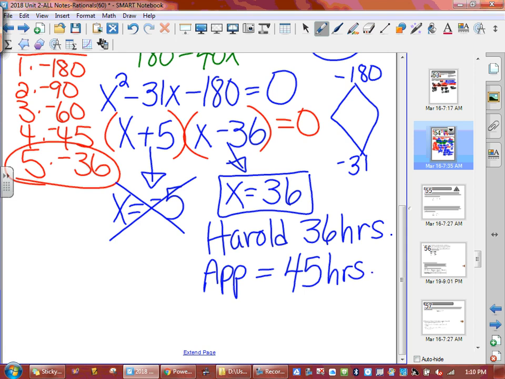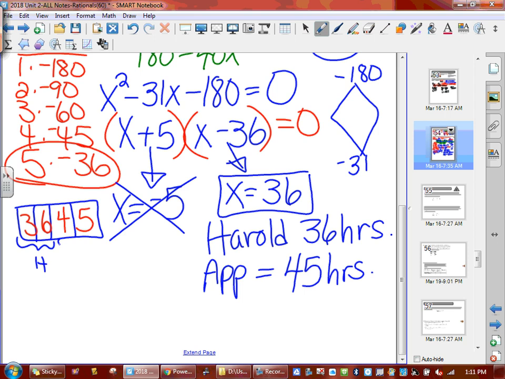Okay? Now, typically, this is a great numeric response question. They might say to you, place Harold in the first 2 boxes and place his apprentice in the last 2 boxes. So you would write 3, 6, 4, 5. That's how you would record that if that's what they wanted in the numeric response. Okay, so you put Harold first, then his apprentice.